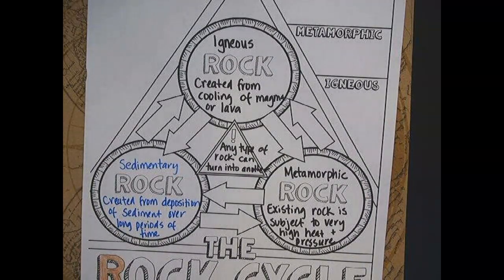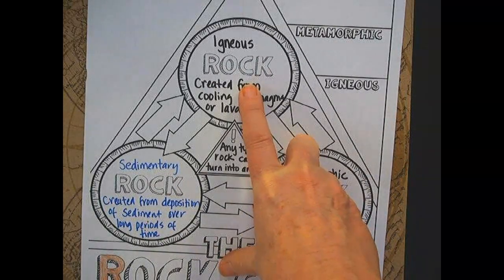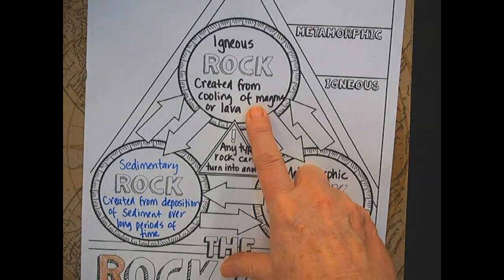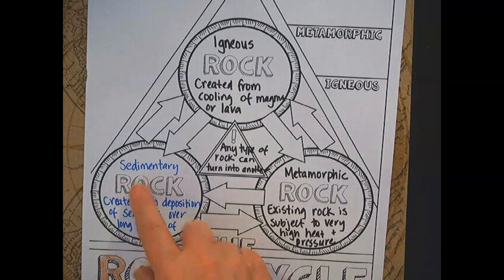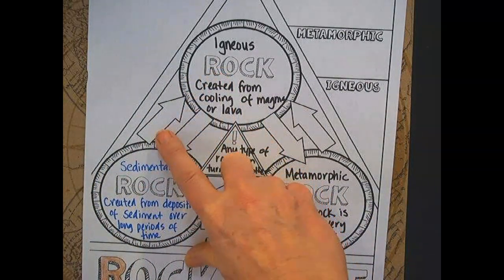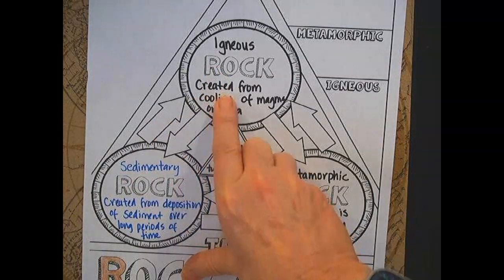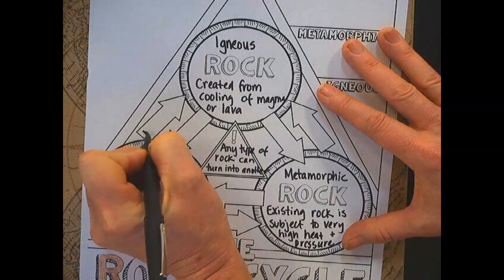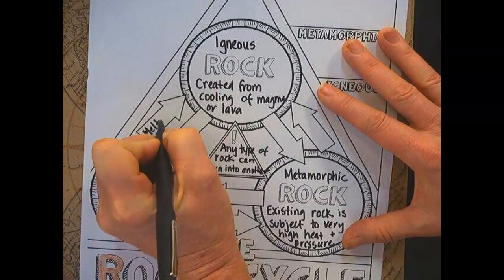All right, and then we can see all these arrows. And so what we want to talk about is we know that igneous rock is formed from magma or lava, right? So if we think about how a sedimentary rock could become an igneous rock, then this arrow right here, we know it has to melt. So this arrow here, we're going to label melting.